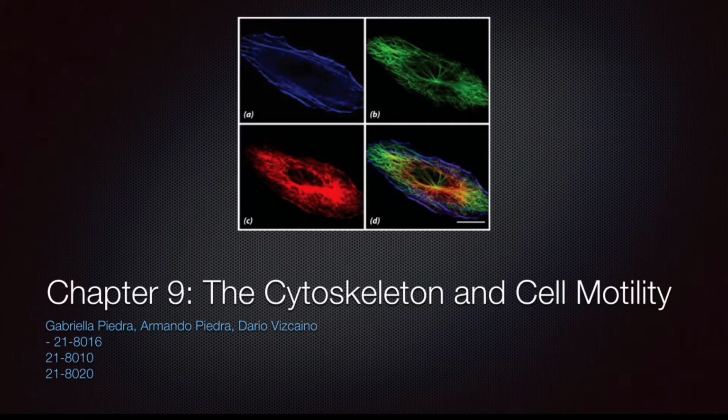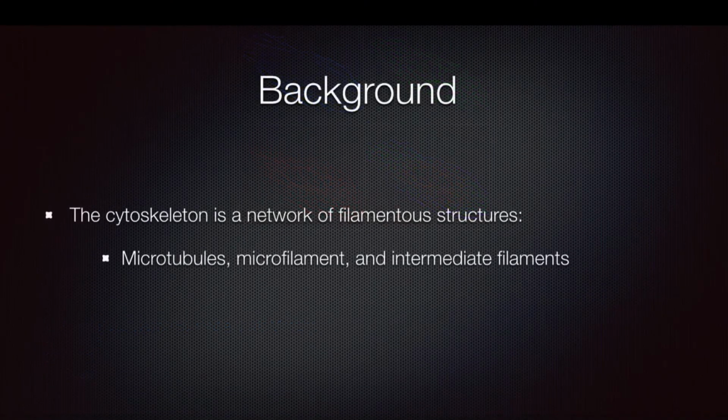Today we're going to be going over Chapter 9, the cytoskeleton and cell motility. Being motile means moving or having power to move spontaneously. Some background information is that the cytoskeleton is a network of filamentous structures. This includes the microtubules, microfilaments, and intermediate filaments.